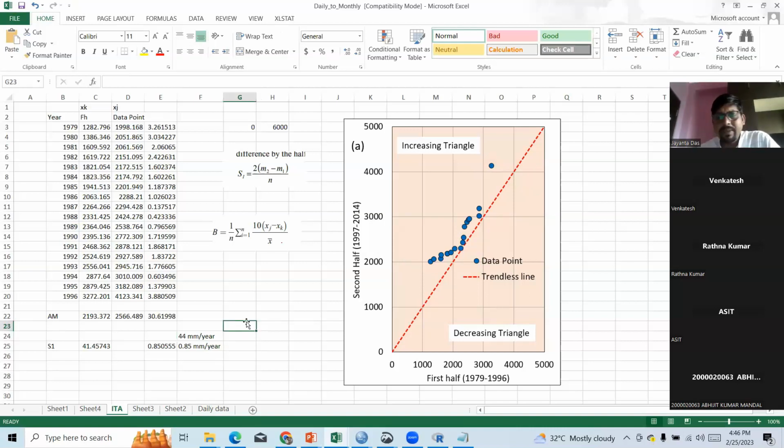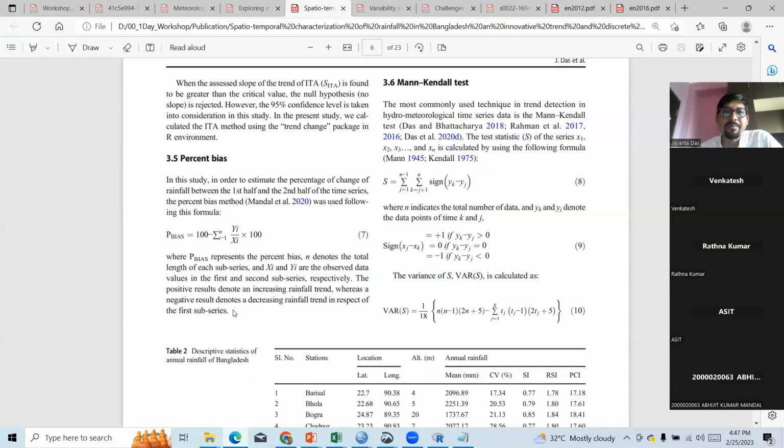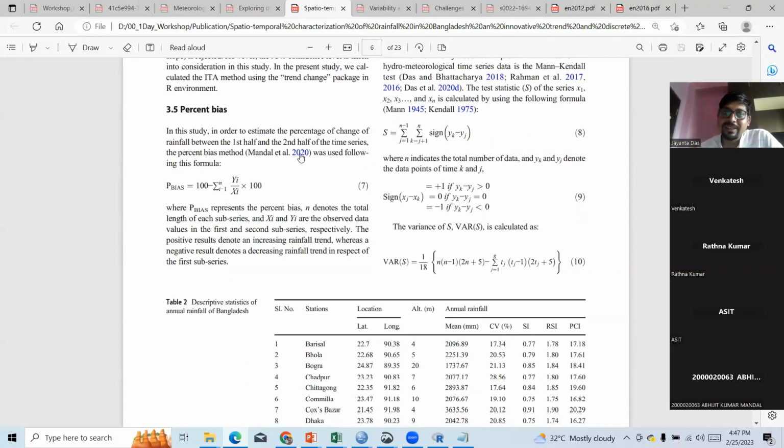So the problem is that all these methods are absolute measures. That's why I have proposed one method. It's called percent bias. Okay, but unfortunately, it's not widely focused. But I have proposed it and named it percent bias, and we can easily calculate it. In this study, in order to estimate the percent change in rainfall between the first half and second half of the time series, the percent bias method was used with the following formula. Mondol et al., this is also our paper.